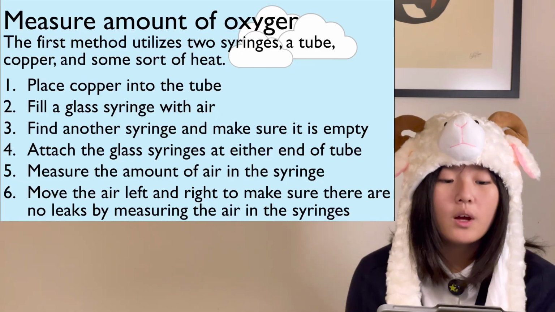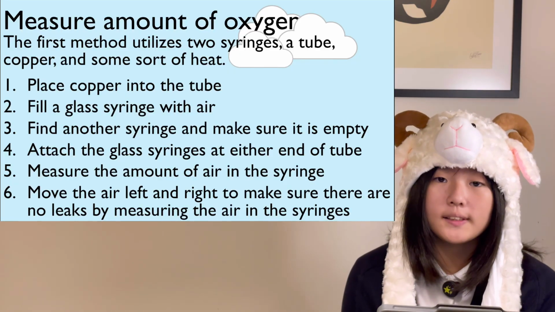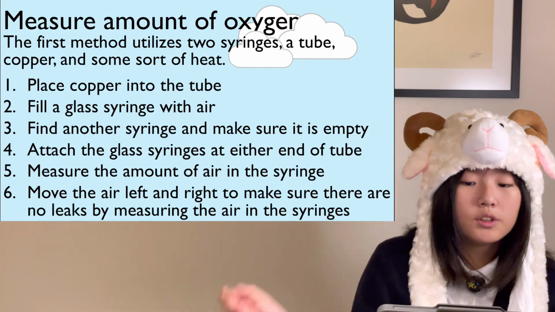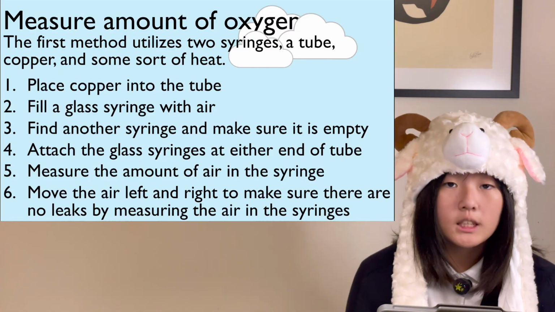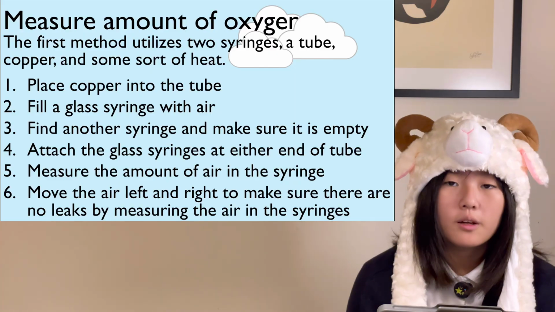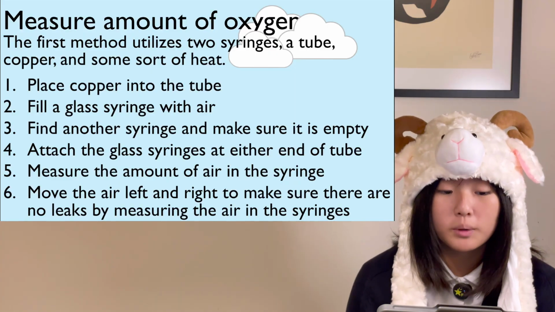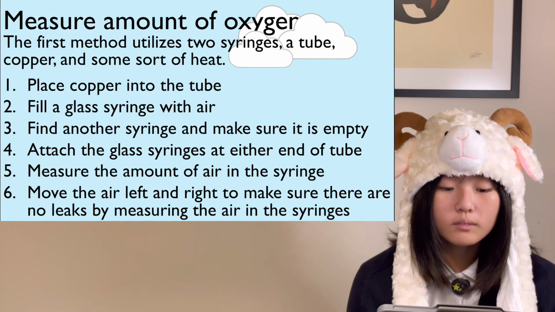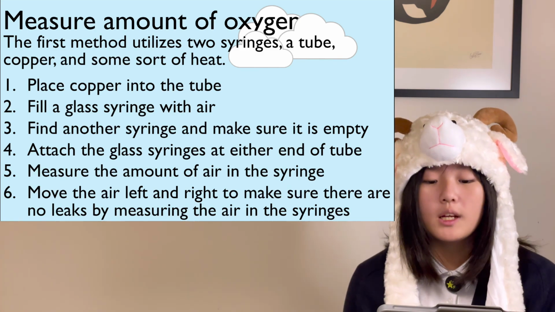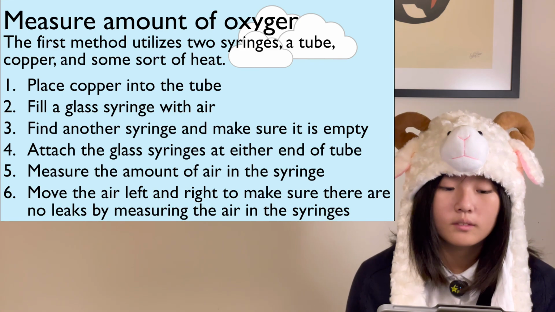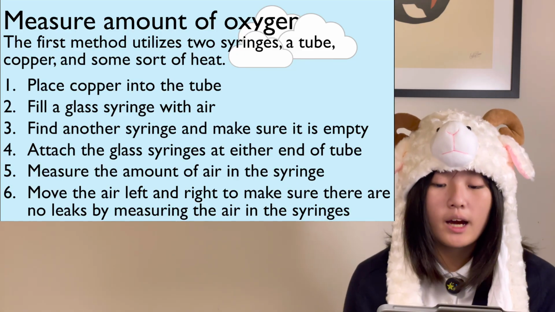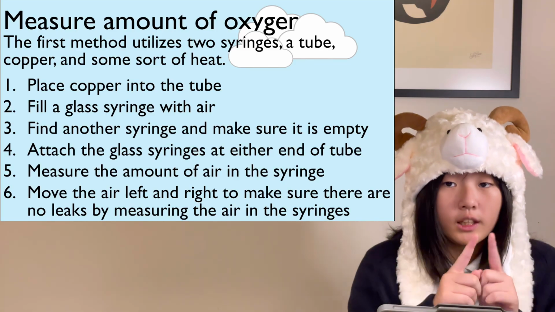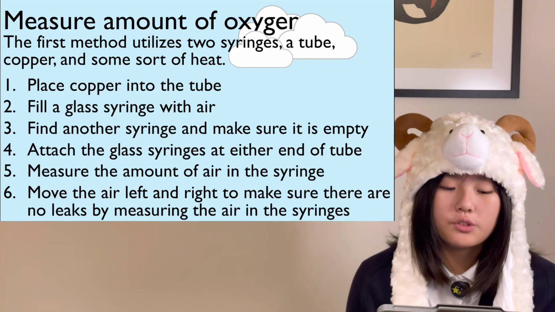Now I'll teach you a way to measure the amount of oxygen in the air. The first method utilizes 2 syringes, a tube, copper, and some source of heat. First, place the copper into the tube. Then, fill a glass syringe with air. Find another glass syringe and make sure it is empty. Attach the glass syringes at either end of the tube. Measure the amount of air in the syringe using the little measurements on the syringe itself.